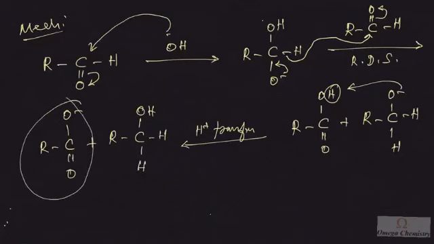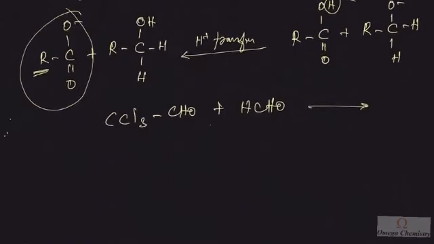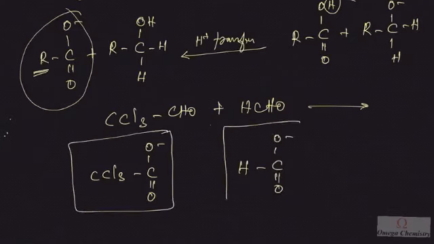Now let us understand the stability of this carboxylate ion. What I'm going to do is replace this R with the possible alkyl groups. Let us see the previous example where CCl3CHO plus HCHO were taken. Here, if my R happens to be CCl3, we get CCl3C=O⁻. If my R happens to be just a hydrogen, we get HC=O⁻. Now I need to find out the relative stability of these two ions.